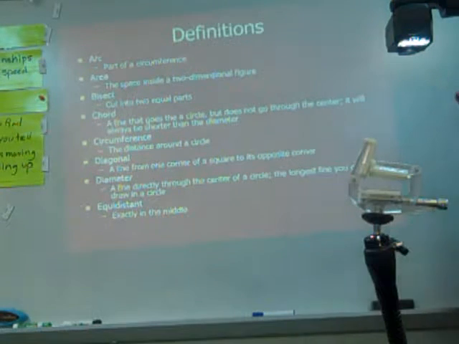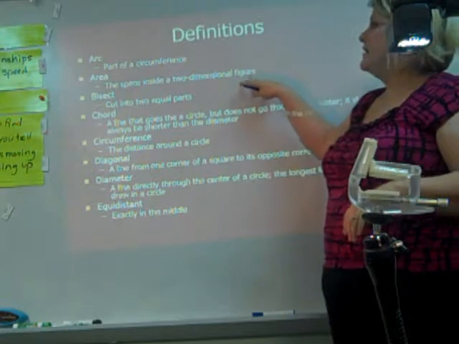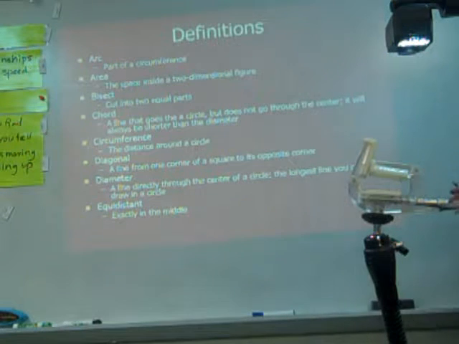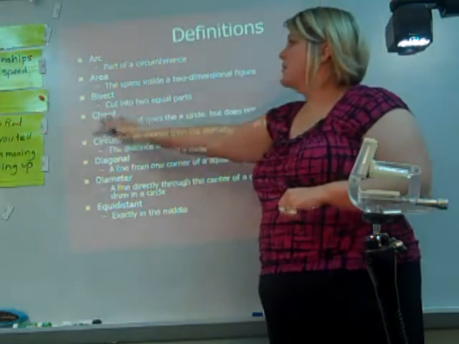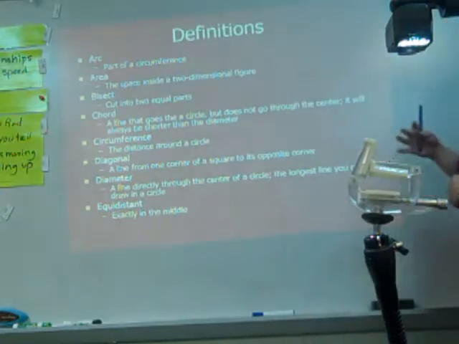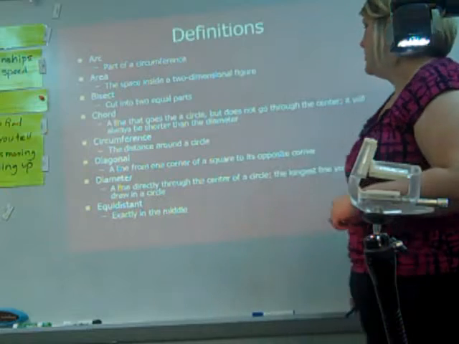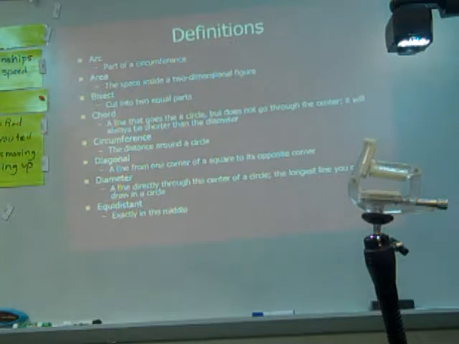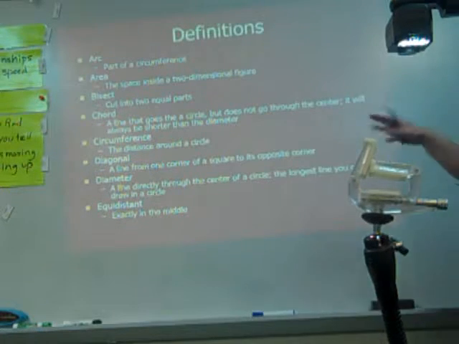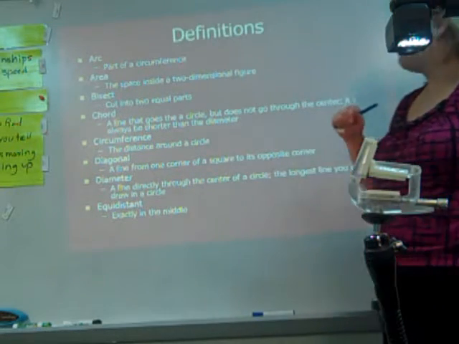An arc is part of a circumference on a circle. So if you just look at a section of the circle, that's an arc. The area is the space inside of a two-dimensional figure. If you bisect something, you cut it into 2 equal parts. A chord is another part of a circle. An arc's on the outside. A chord is a line that goes through a circle, but doesn't go through the center. And it'll always be shorter than the diameter. The circumference is the distance around the circle.